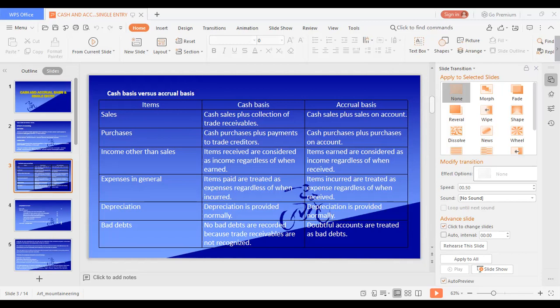So the total current assets 2,035,000. Land given in the trial balance 800,000. Then building, we deduct 2 years accumulated depreciation of 600,000. So we have the carrying value of 900,000. Furniture and equipment 200,000. Deduct accumulated depreciation for 1.5 years of 30,000. The difference of 170,000. So we have the total assets of 3,905,000.